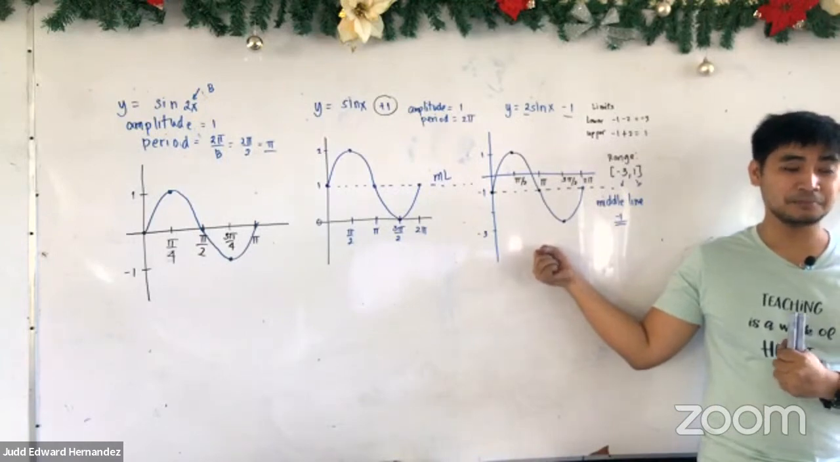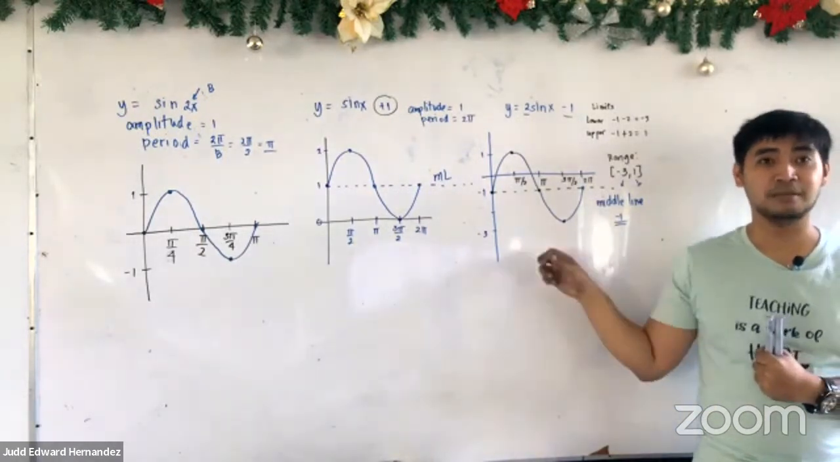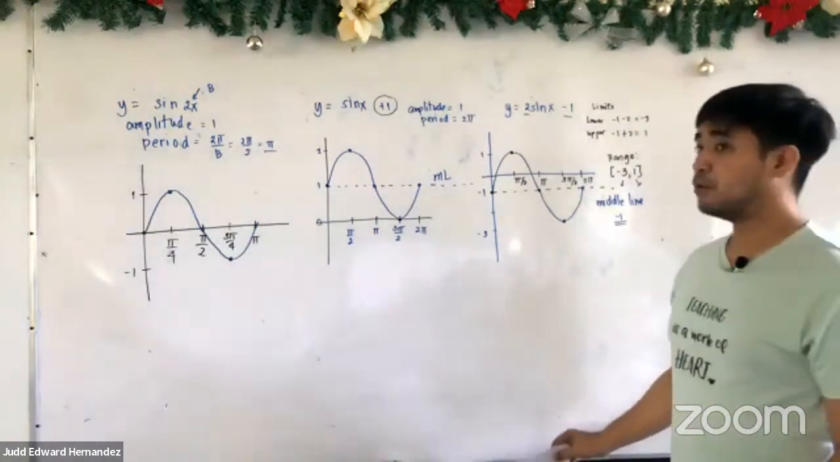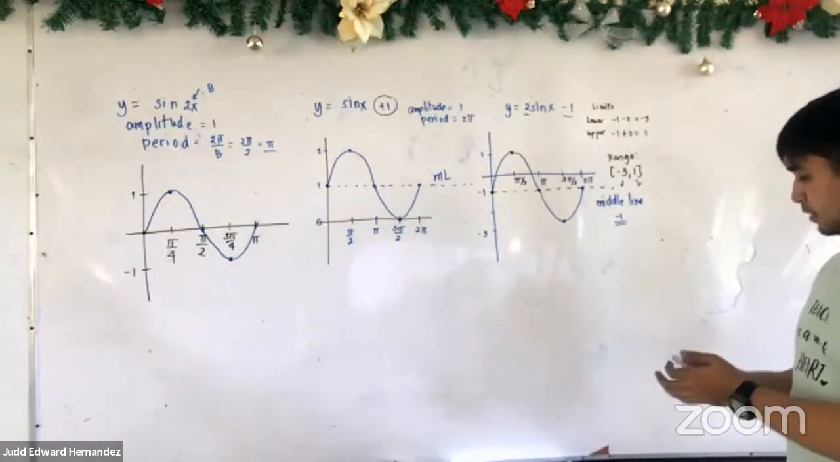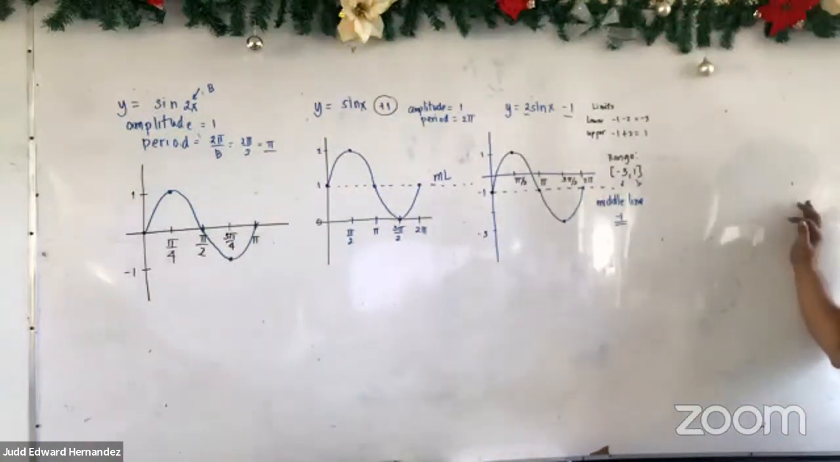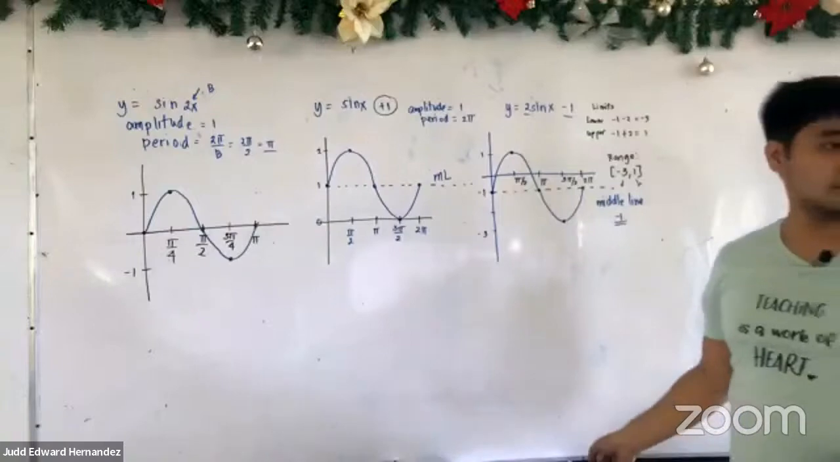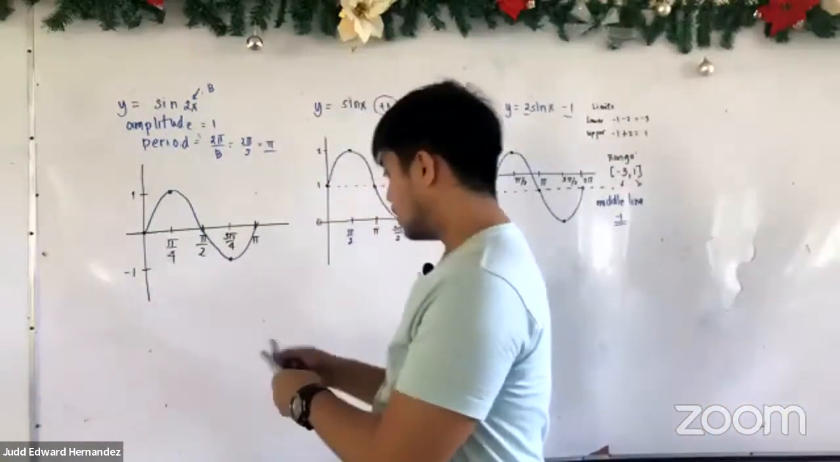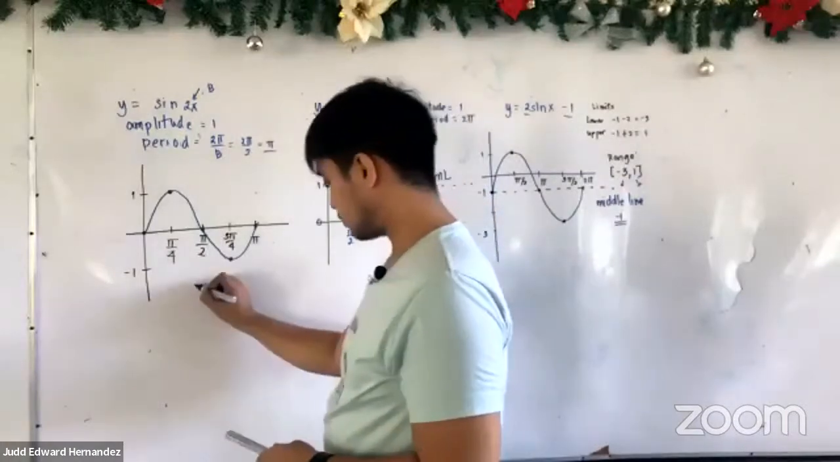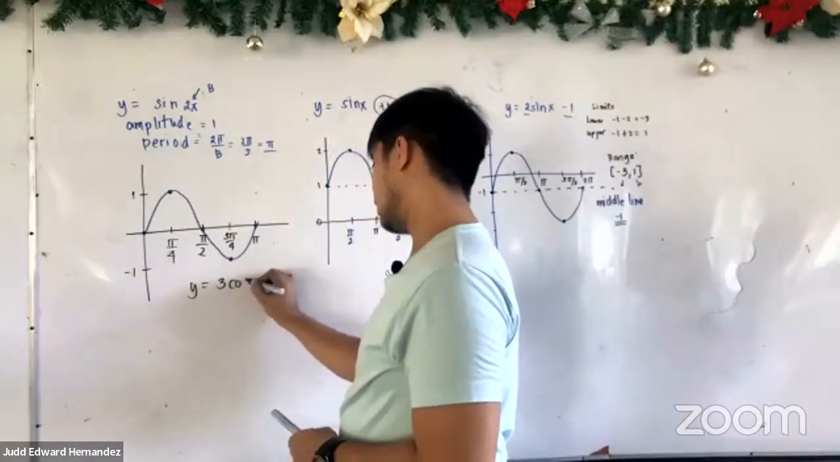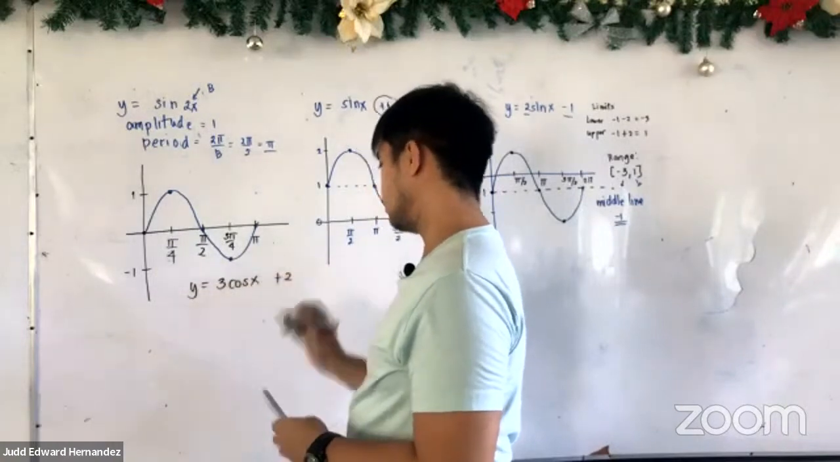Okay, madali lang ba? Madali pa, no? Tingnan natin mga examples natin. Okay, so let's have another example wherein we're now given, kasya pa ba? Nakikita pa ba? Sige, sa baba na lang. Okay, so for this example, let's now have y is equal to 3 cosine x plus 2.